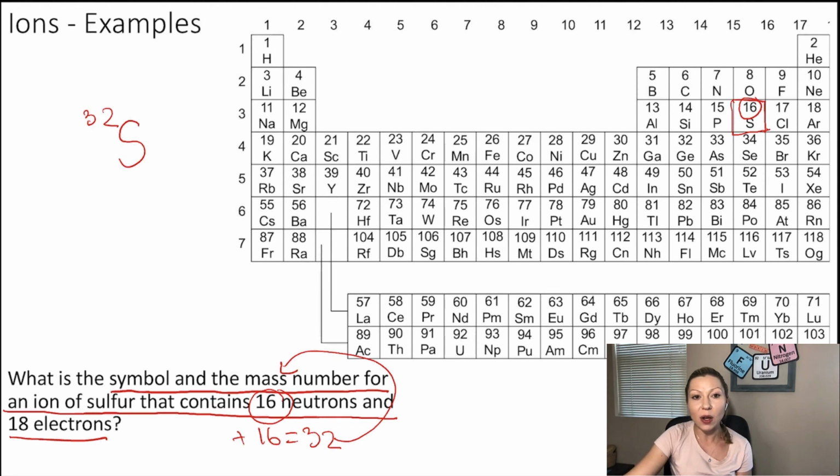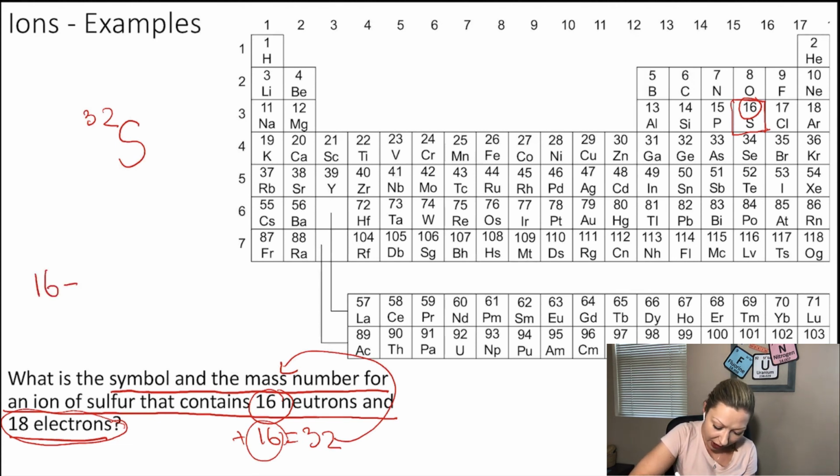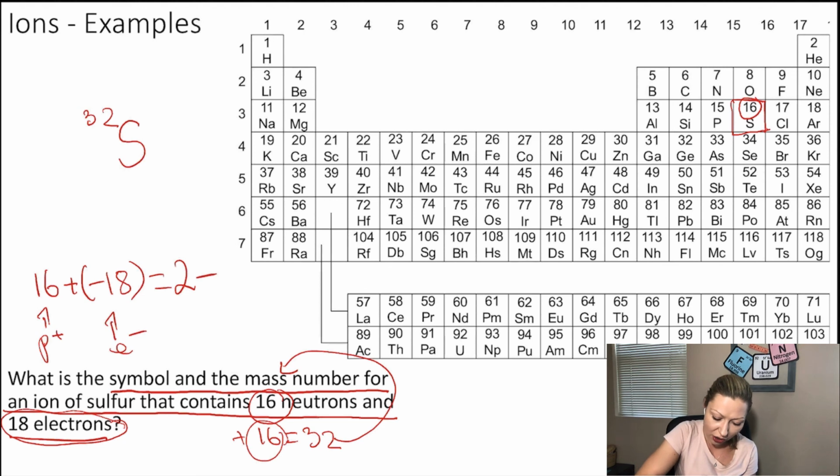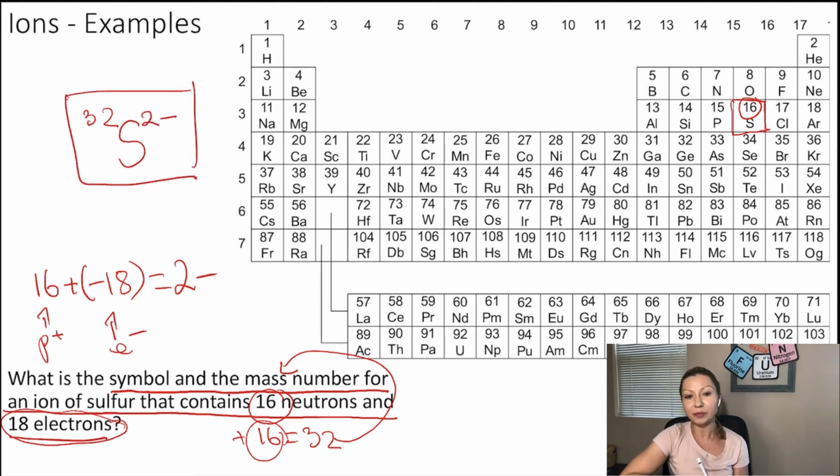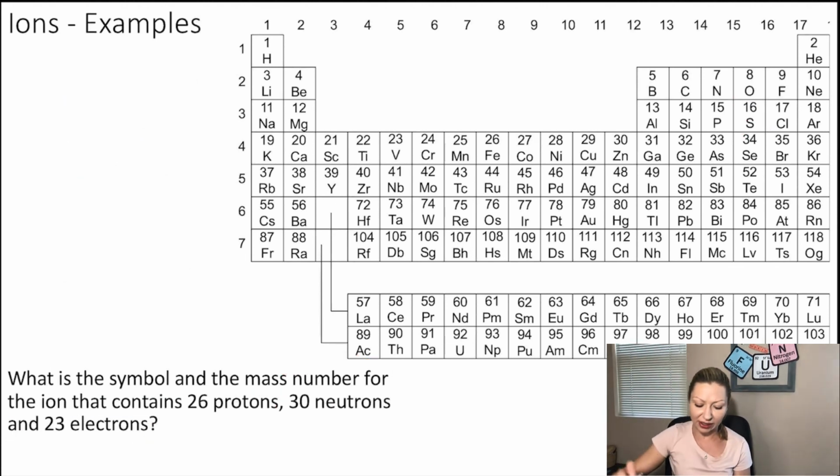All right, I also have to give a charge. So I know that I have 18 electrons and I have 16 protons. So in order to calculate the charge, I can do the following. 16 plus minus 18, right? This is the protons. This is the electrons. It's going to give me a charge of 2 minus. And here's our answer. Okay, let's take a look at another example.